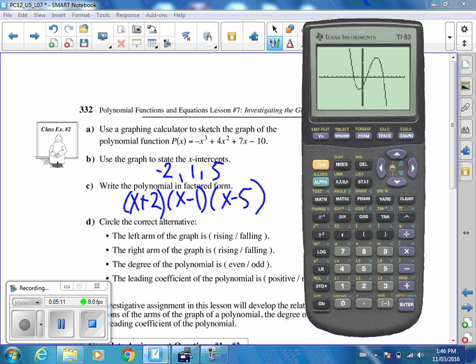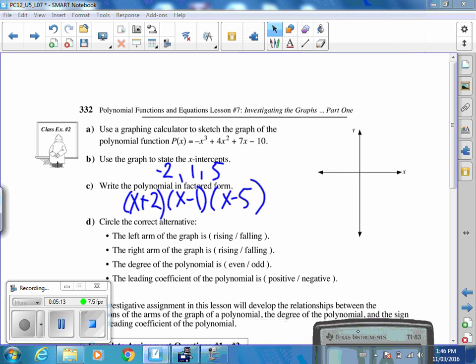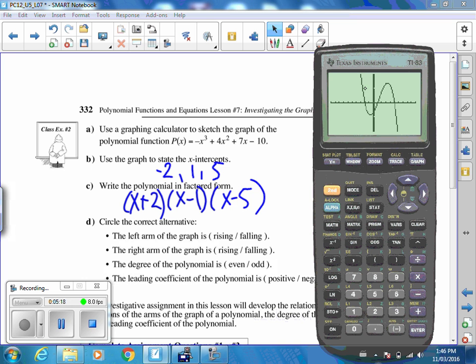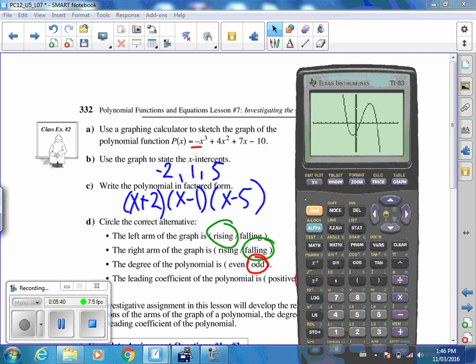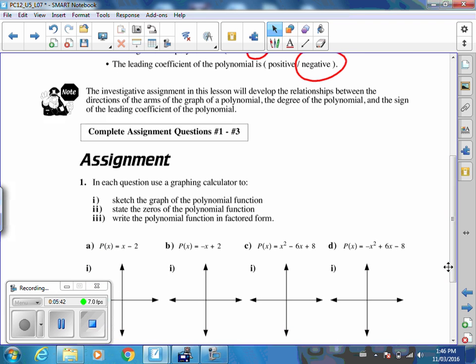Now, what I'm going to do here is look at this part. The left arm of the graph. So if I look at the graph, the left arm is this area up here, and it is rising. The right arm of the graph down here is falling, and that means that it must be odd. The leading coefficient of this one is negative. Let's see if that actually went behind. Ha! It did.